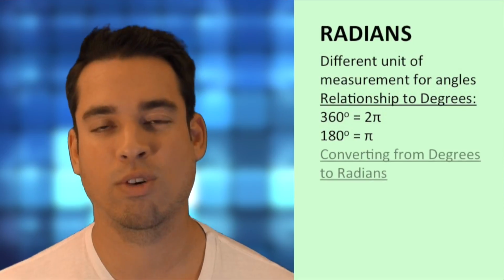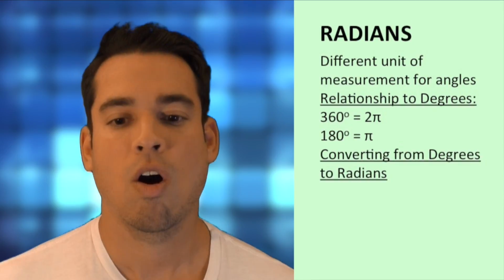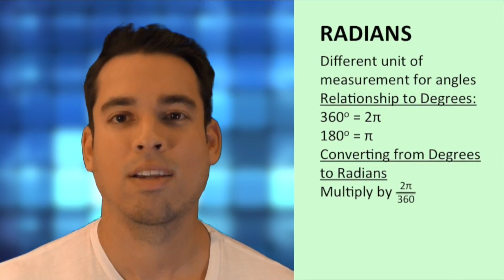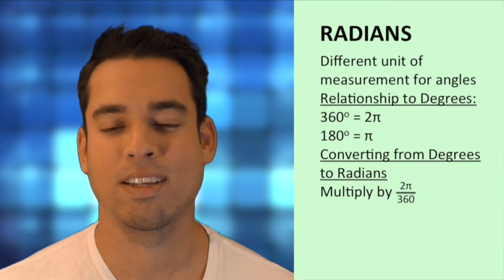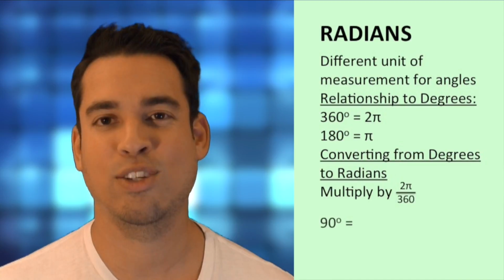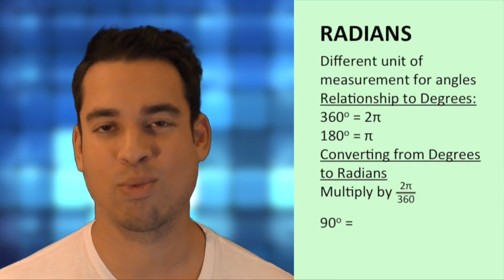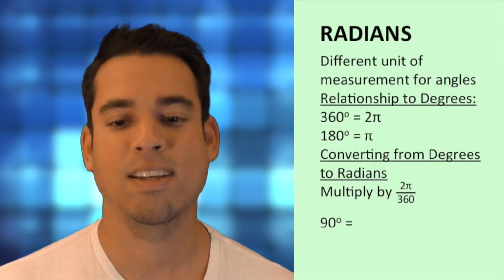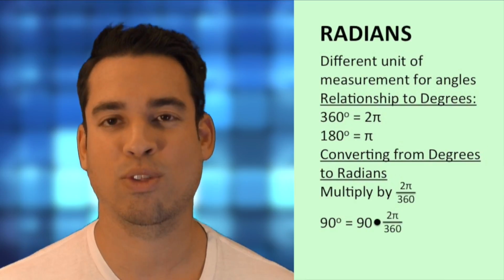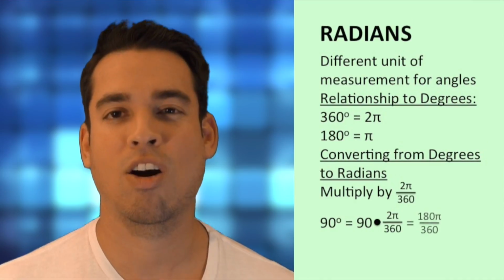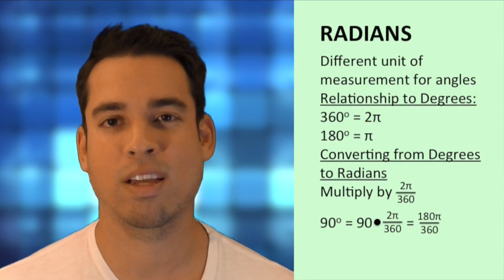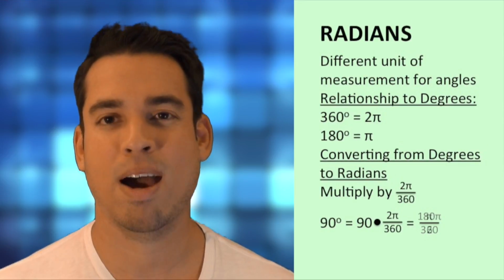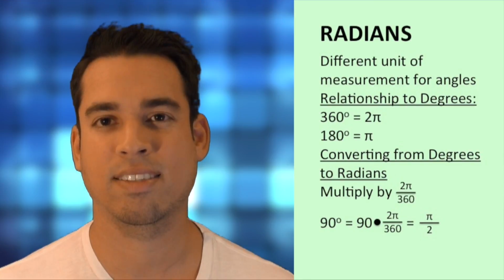So if we wanted to convert degrees to radians, all we have to do is multiply by 2 pi divided by 360. So let's say, for example, we have 90 degrees and we want to know what that is in radians. So we multiply that, 90 times 2 pi over 360. So we get 180 pi over 360, and go ahead and reduce that fraction, and that gives us pi over 2 radians. That's all for the video on angles.